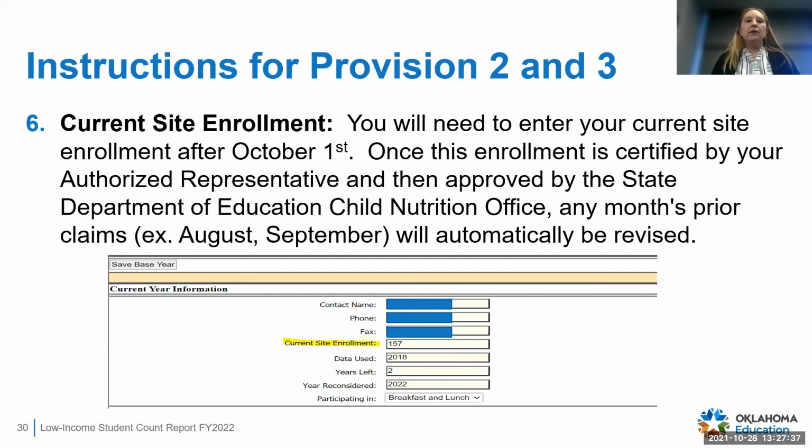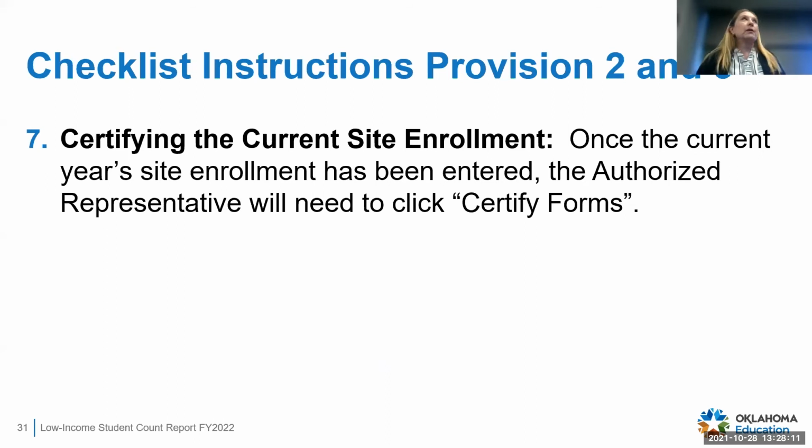And then the note here says, and this is in the cards as well, not just here on the slide, that you enter your current enrollment after October 1st, once this enrollment is certified by your authorized representative and approved by the State Department. So that's where we go back and check that against the accreditation report. If in August and September changes needed to be made, those claims will be revised. Of course, this year there will be no claim revision because you will not be changing your free and reduced numbers at all in the claim system.